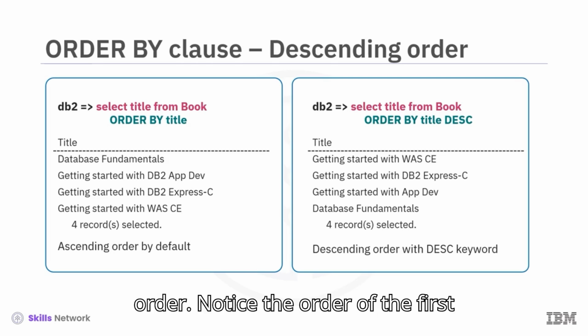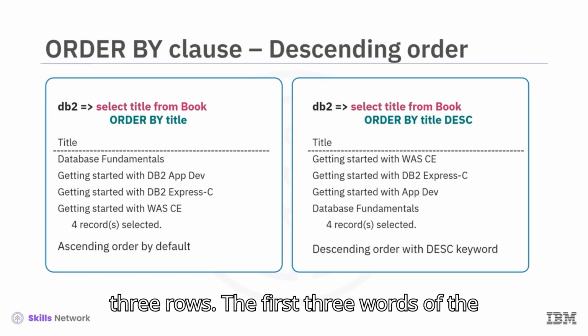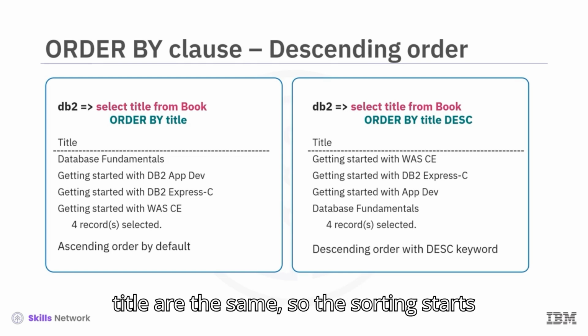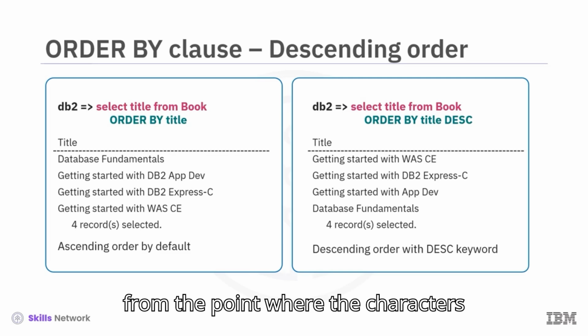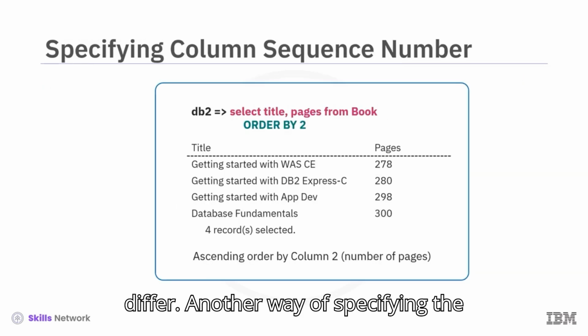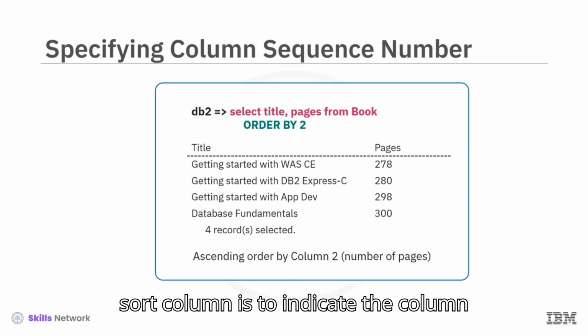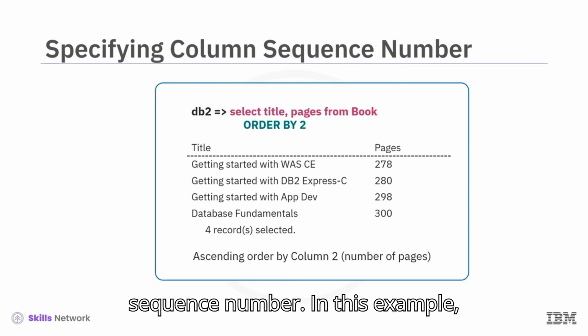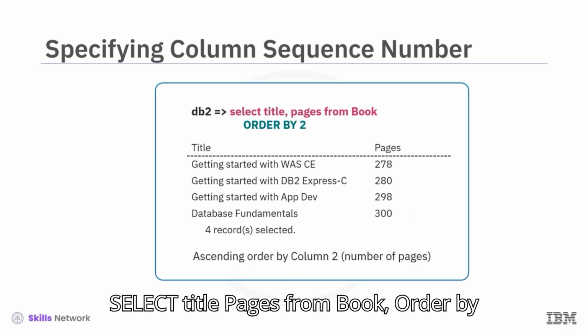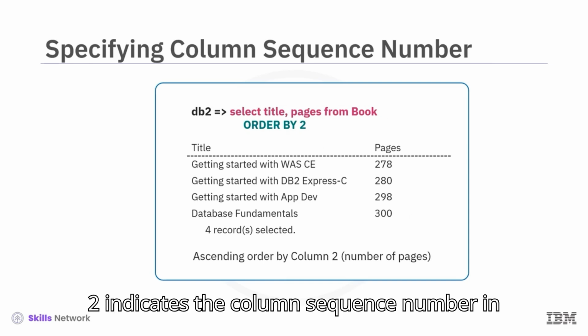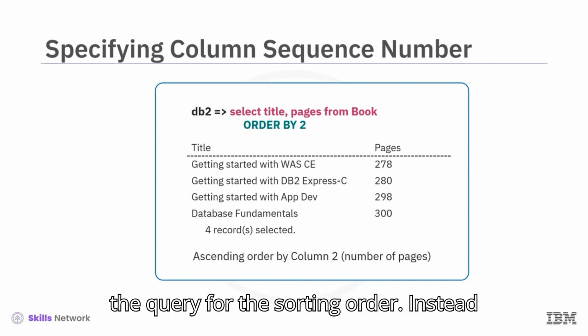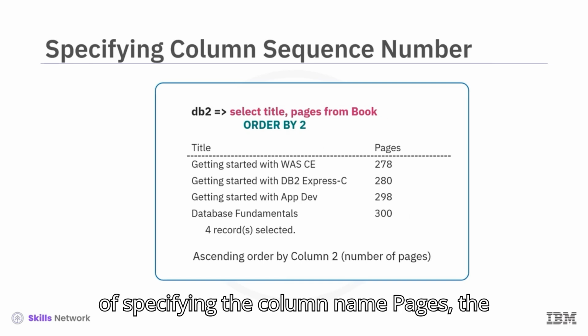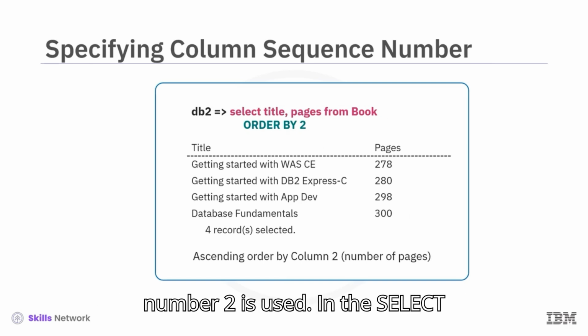Notice the order of the first 3 rows. The first 3 words of the title are the same, so the sorting starts from the point where the characters differ. Another way of specifying the sort column is to indicate the column sequence number. In this example, select title, pages from book, order by 2, indicates the column sequence number in the query for the sorting order. Instead of specifying the column name pages, the number 2 is used.